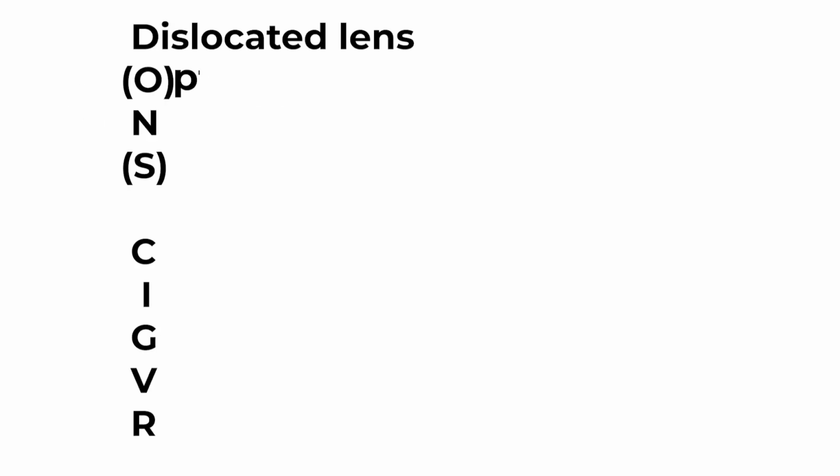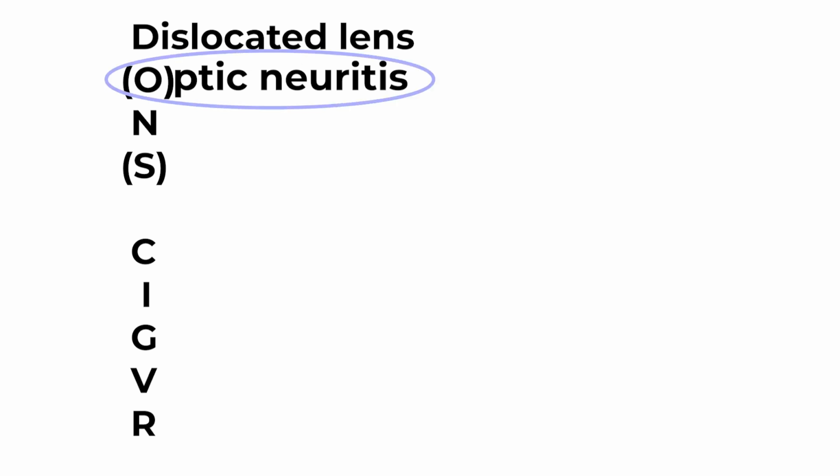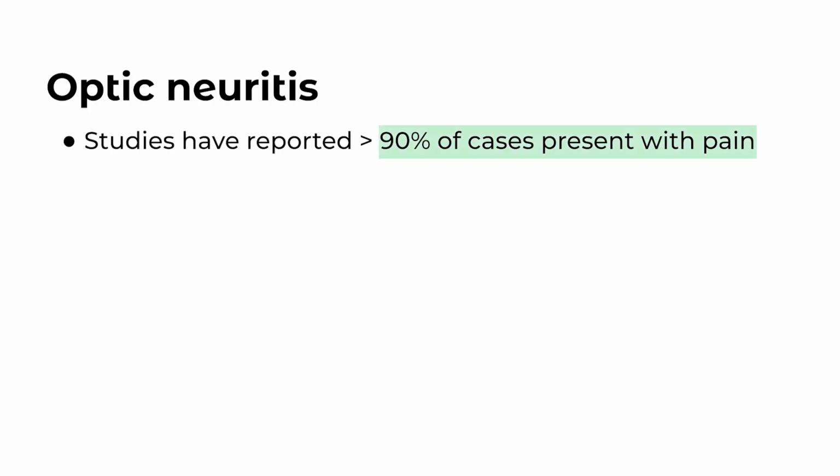The O is for optic neuritis, and that can present with and without pain. So I have a parenthesis around the O to remind myself that it doesn't classically present as painless vision loss. In fact, studies have reported that greater than 90% actually present with pain.